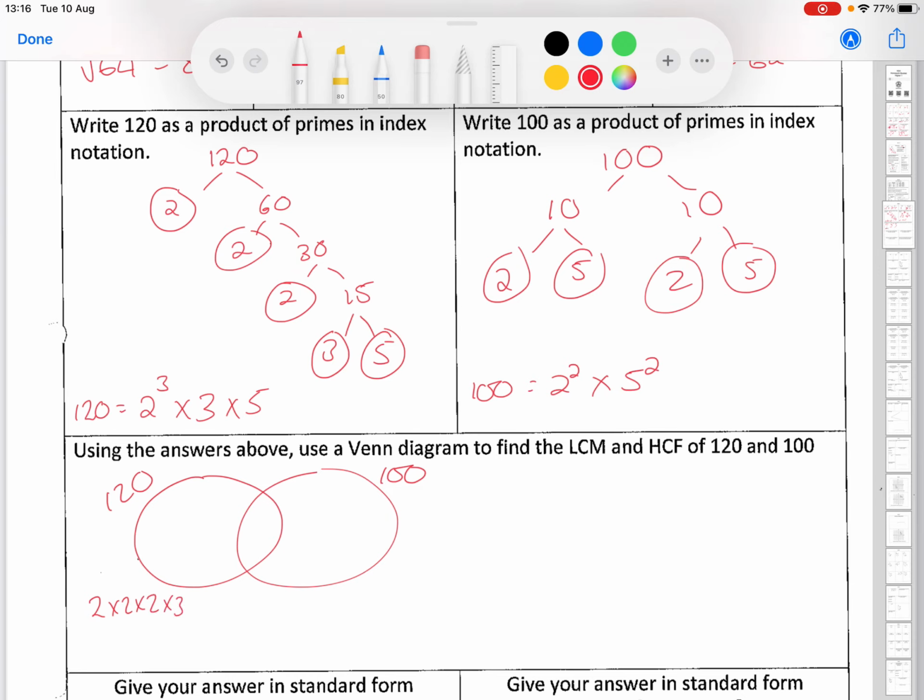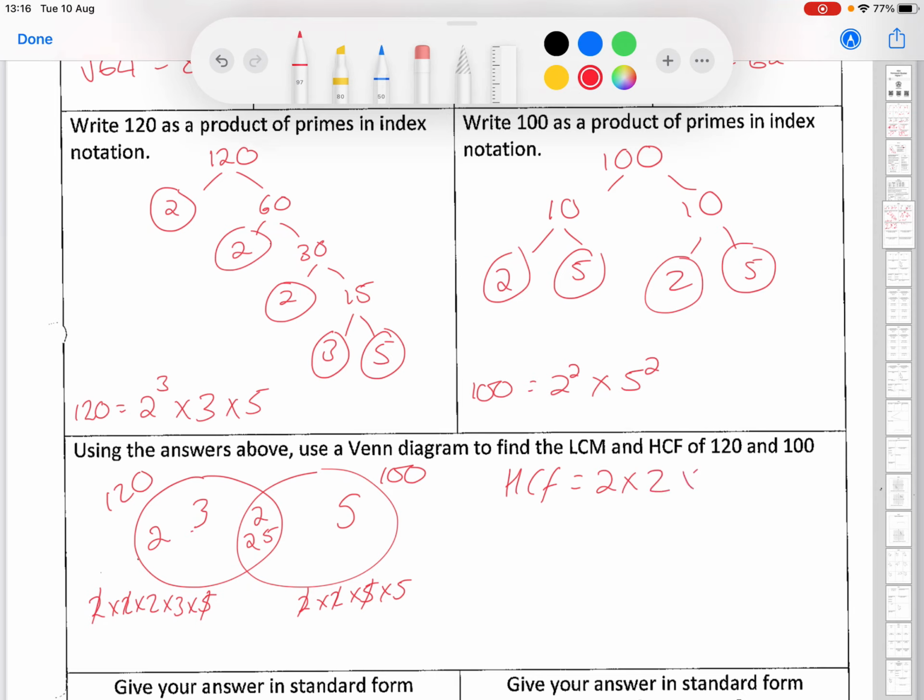So 120 is 2 times 2 times 2 times 3 times 5. And 100 is 2 times 2 times 5 times 5. So we've got a 2 and a 2, so it goes in the middle. 2 and a 2 in the middle. We've got 5 and a 5 in the middle. Left on this side I've got 2 and 3. Oh, I did need to write times. It doesn't really matter, but... And on this side I've got 5.